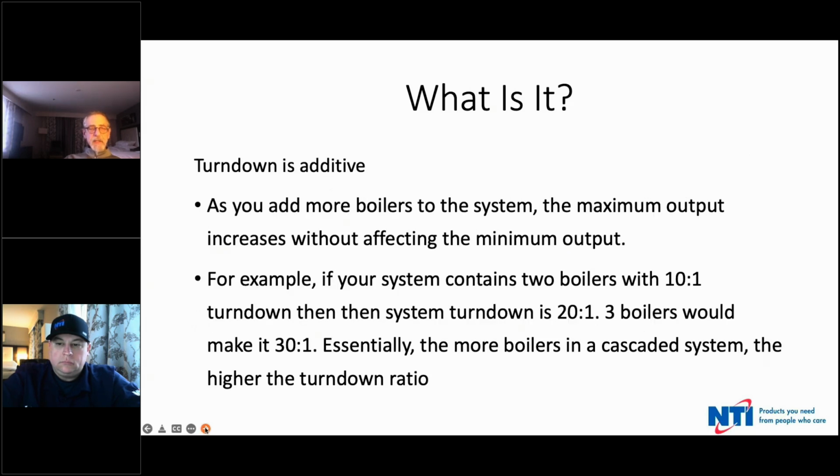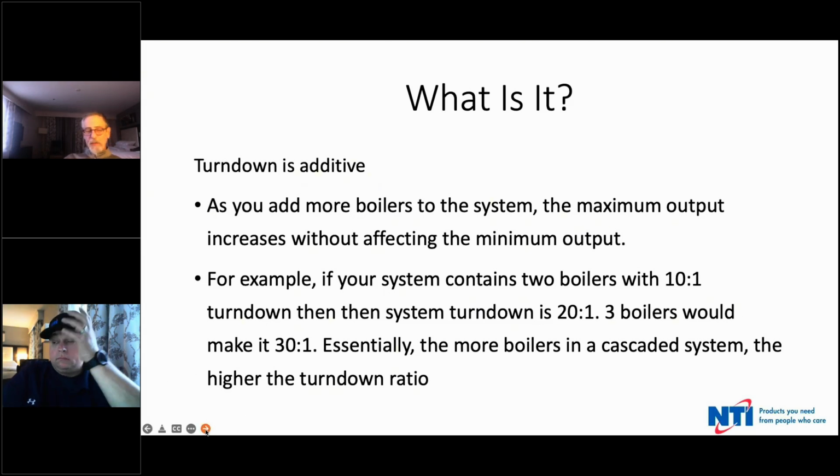Turn down is additive. So as you add more boilers to a system, the maximum output increases, but the minimum does not. So if you have 2 boilers with a 10-to-1 turn down, your total system turn down is 20-to-1. And 3 obviously would make it 30-to-1. Essentially, the more boilers we put in a cascaded system, the higher the turn down ratio.